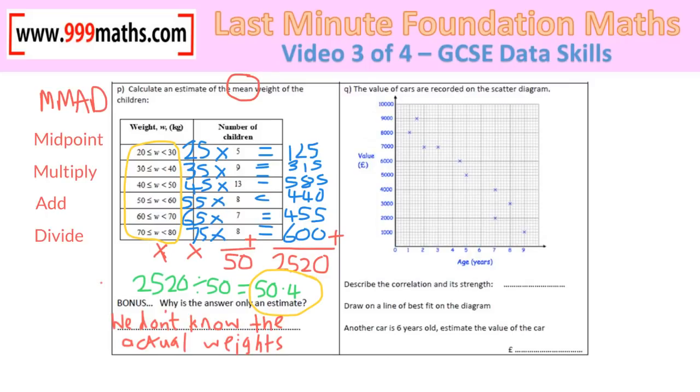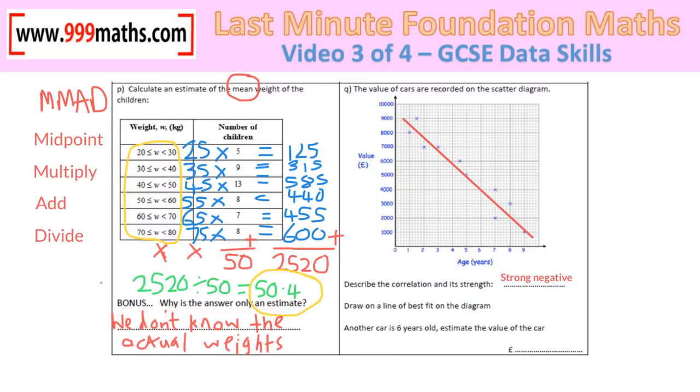Final question is on scatter diagrams. It asks you to describe the correlation and the strength. Well, it's clear that it's negative, and since the points are very close together, we would say that it's strong negative. Part B requires me to draw a line of best fit, which will try and go through as many of the points as possible. Even if it never asks you for a line of best fit, always draw one on, because there will be marks for this somewhere in the question.